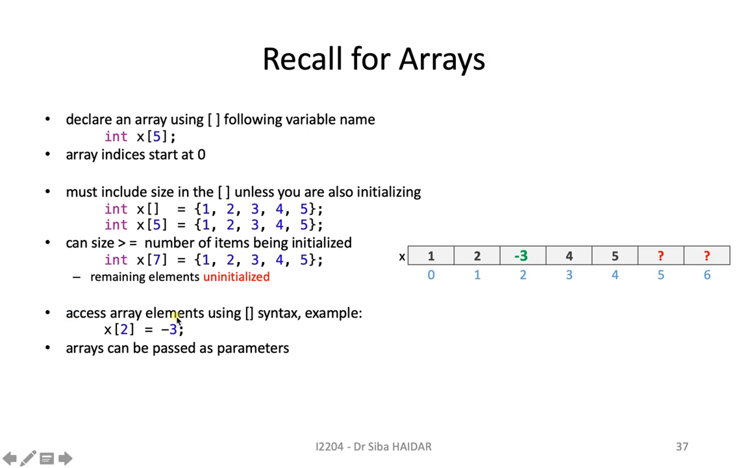You can access the element using the square bracket syntax, for example x[2] = -3. And also, as I recall, arrays can be passed as parameters. The type being received would be denoted as int x[], and the brackets are empty, of course. For example, void print_array: you pass an array and of course you pass its size along with it.